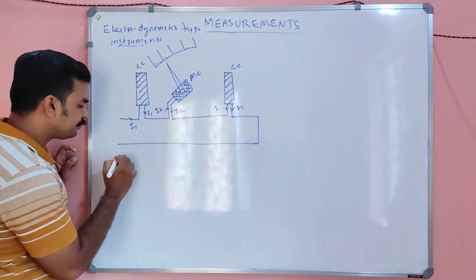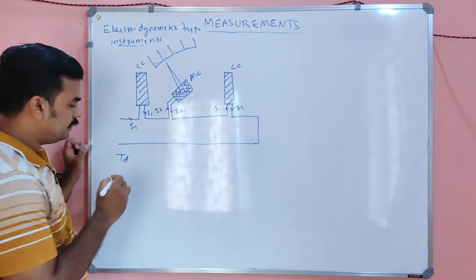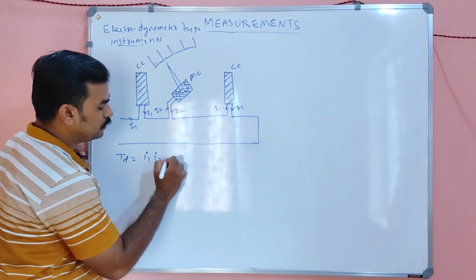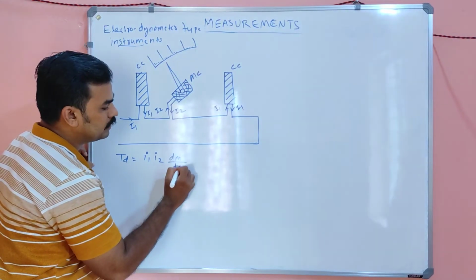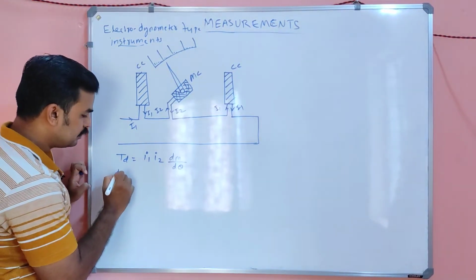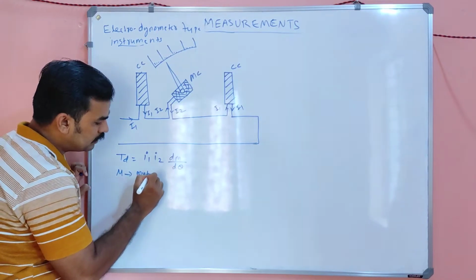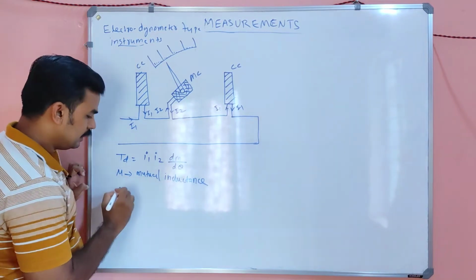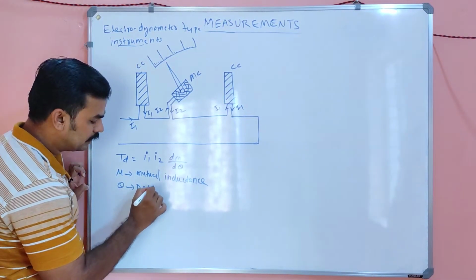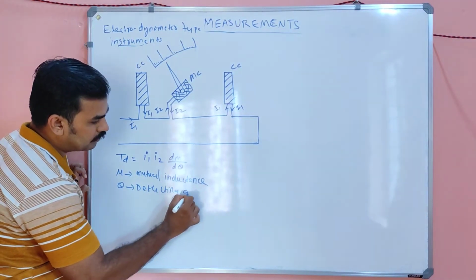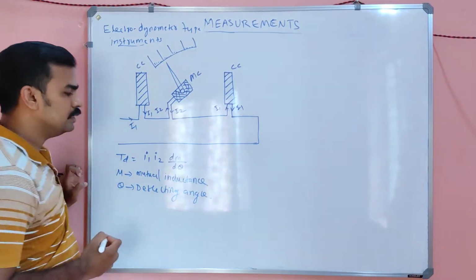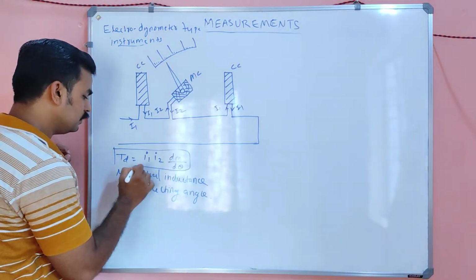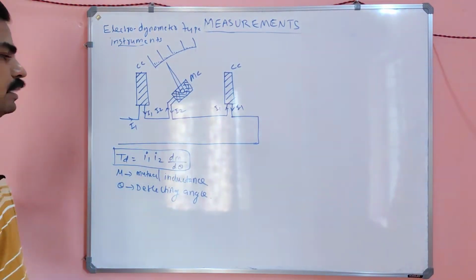We just need the deflection torque, TD equal to I1 into I2 into dM by d theta, where M is the mutual inductance and theta is the deflecting angle. So this equation, this only you have to learn: TD is equal to I1 I2 into dM by d theta.